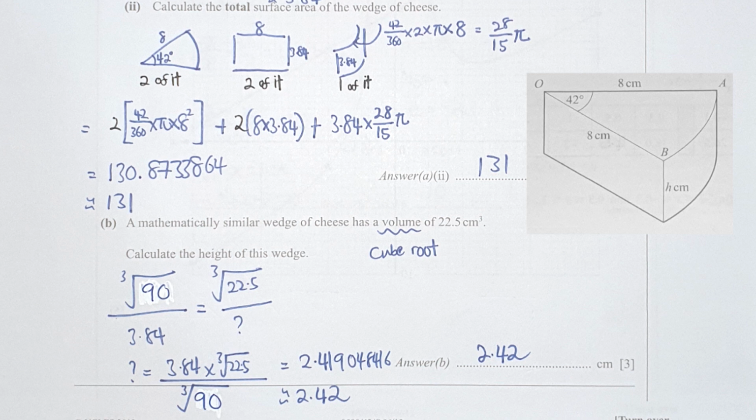Part B, a mathematically similar wedge of cheese has a volume of 22.5 cm cubed. So we'll be using cube root, because the question mentioned volume. So cube root of 90 over 3.84 equals cube root of 22.5 over the height of this new wedge. After you run the calculation, your answer is corrected to 2.42 cm.